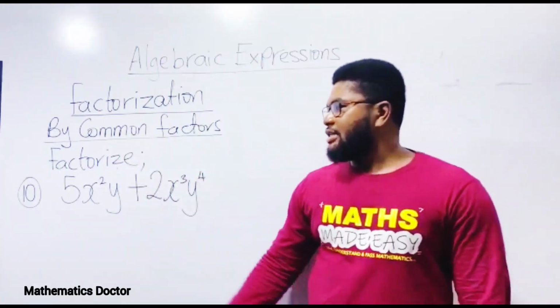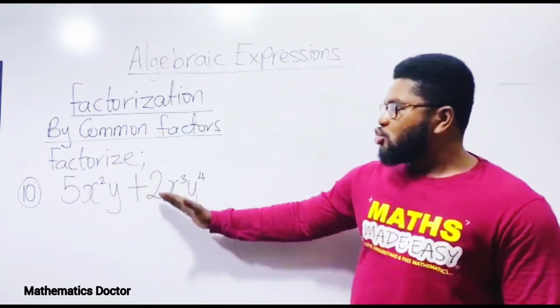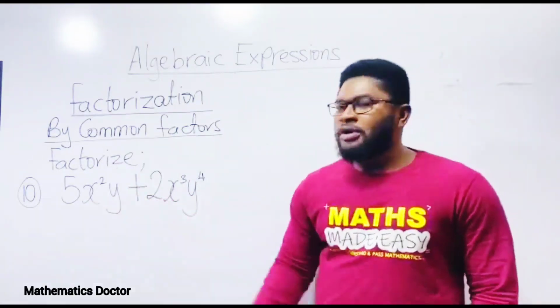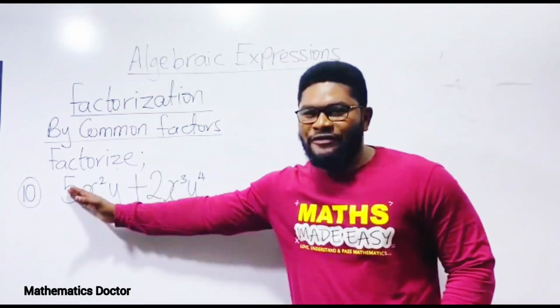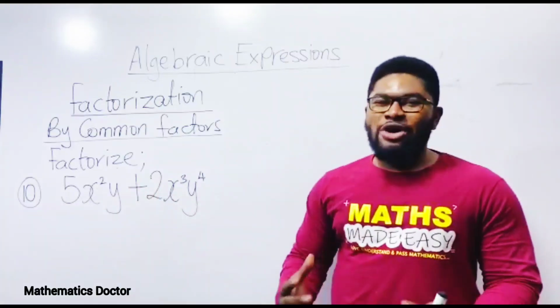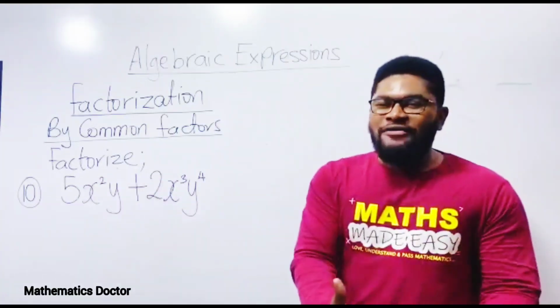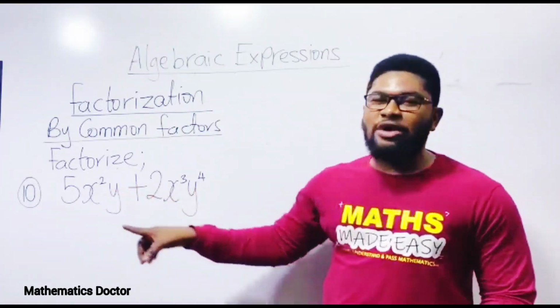Question number 10 says, factorize 5x squared y plus 2x cubed y power 4. If you take a look at this expression, we have 5 as the coefficient of the first term and 2 as the coefficient of the second term. If you consider 5 and 2, we don't have a common factor since 1 is a factor. And in this situation, we can write the 1.